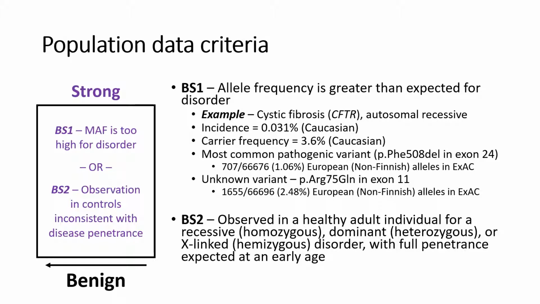For X-linked disorders, it is important to consider if the variant has been seen in hemizygous males or in heterozygous females. It is also important to keep in mind that use of this criterion is dependent on the disease of interest and its penetrance or variable expressivity, as well as knowing how well the population or control cohort has been phenotyped.